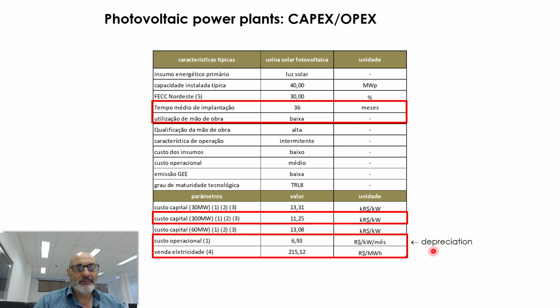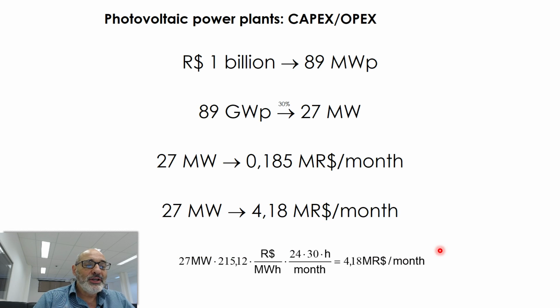Also, the operating cost will be affected by depreciation, the same way we did for the wind farm. The calculations are the same. We expend a billion reais, and so we buy a photovoltaic power plant with 89 megawatts. This is installed power. P stands for peak. So 89 megawatts corrected by the capacity factor represents 27 megawatts, and this is an average power. This is what you really get during a year on average.